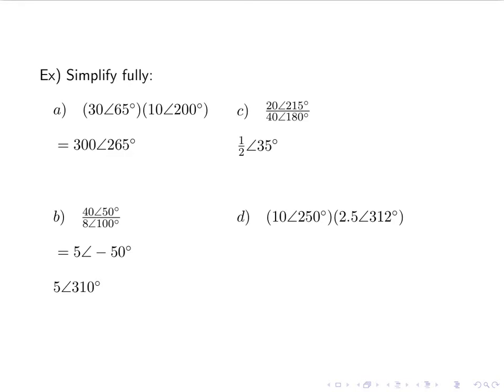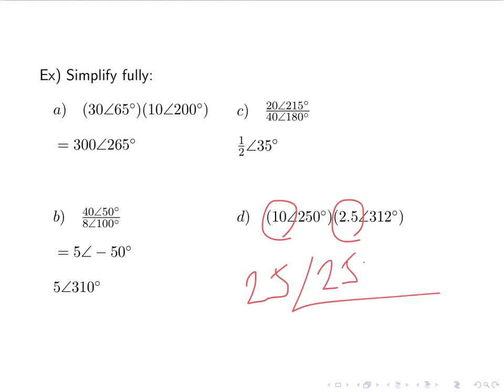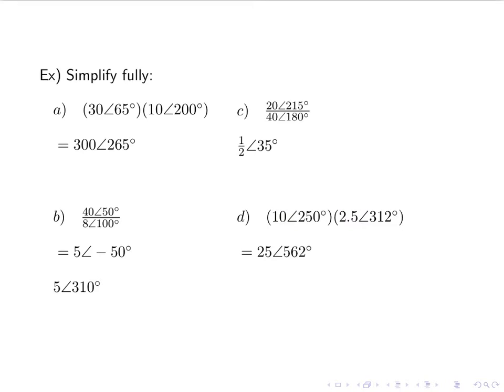Next, I'm going to multiply 10 with an angle of 250 degrees and 2.5 with an angle of 312 degrees. So I'm going to multiply my 10 and 2.5. That'll give me 25. And then for my angle, I'm going to add them together. That's going to give me 562 degrees. That's too big, right? That's not between 0 and 360. So I'm going to subtract 360 from it. And we get 25 with an angle of 202 degrees.